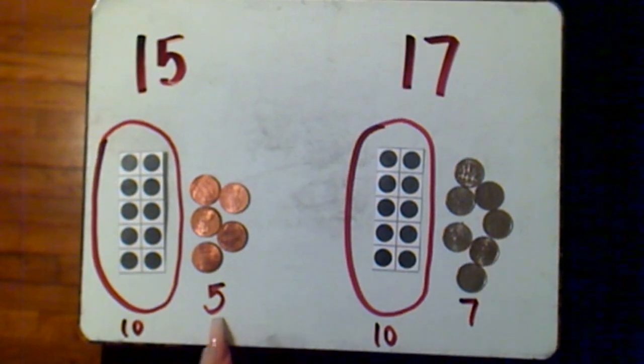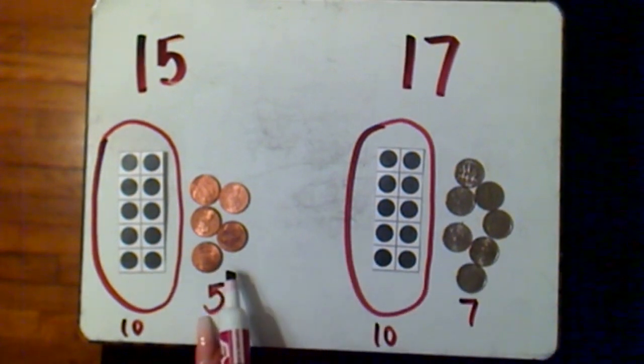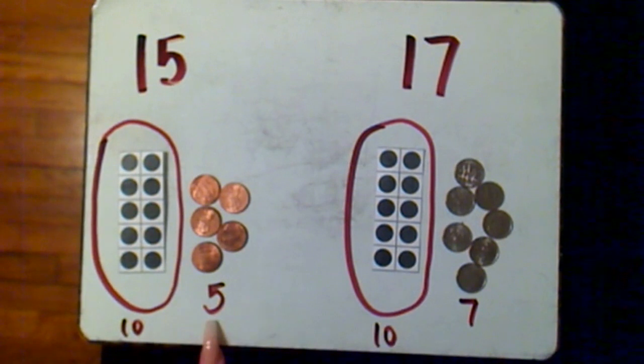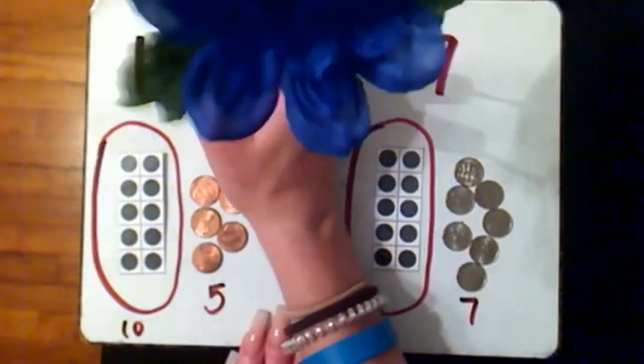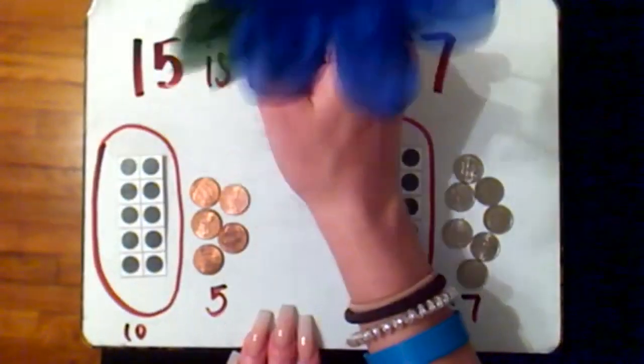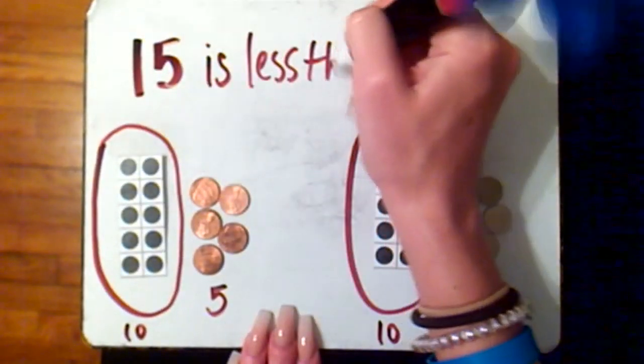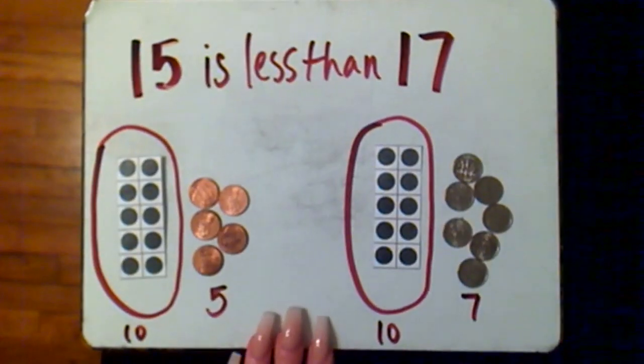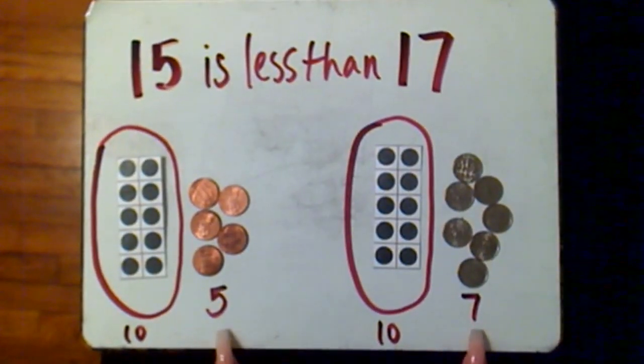So we know that we have 5 and 7. So 5 is less than 7. So 10, 5 must be less than 10, 7. So we would have 15 is less than 17. We counted those extra ones to help us think of which one is more or which one is less than. Great work, guys. Now we're going to do another number.